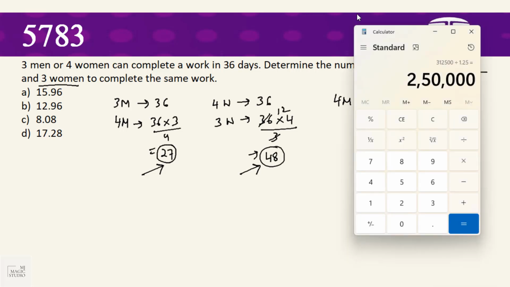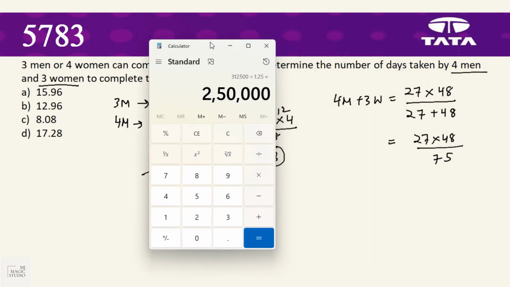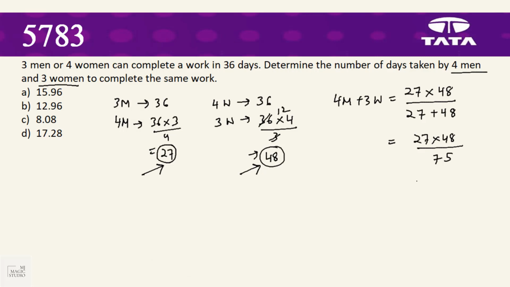Let's use our on-screen calculator. 27 into 48 by 75 gives us 17.28. So combining, they will take 17.28 days. Option D is the pick.